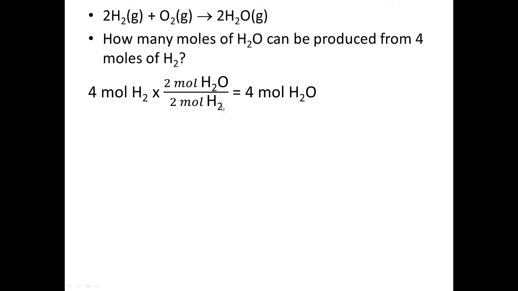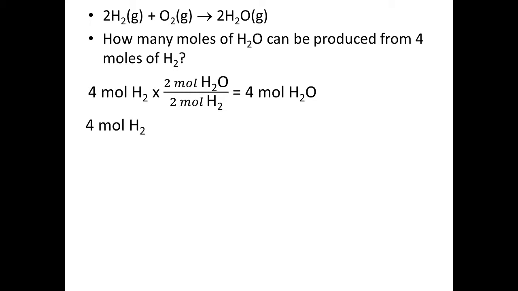I'm putting the hydrogen in the denominator and the water in the numerator because I want to get rid of the hydrogen and I want the water. Since I start out with hydrogen, I divide by hydrogen. Moles of H2 cross out. You're left with moles of H2O. 4 times the 2 in the top gives me 8, divided by the 2 in the bottom gives me 4 moles of H2O.